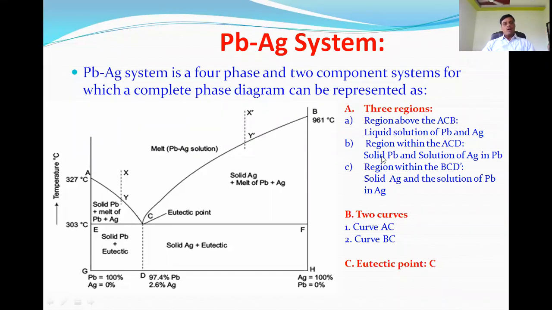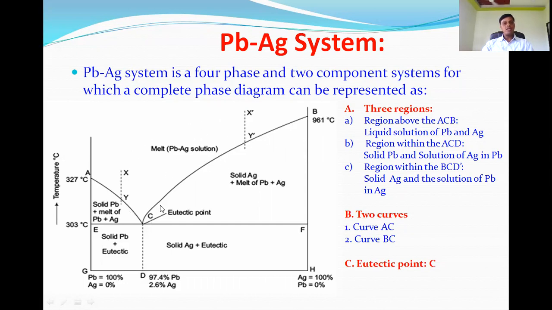Now, again, if you look at this phase diagram of lead silver system, you will observe this phase diagram can be divided into three parts. This phase diagram consists of different regions, and these different regions are three in number. One is the region above ACB. Okay, this region ACB. The region above ACB is one area.